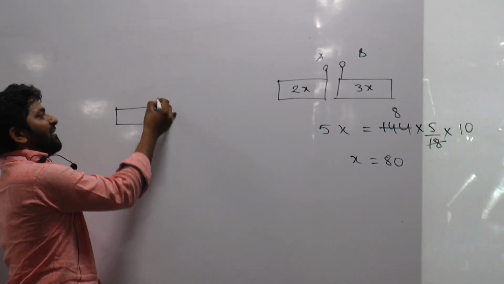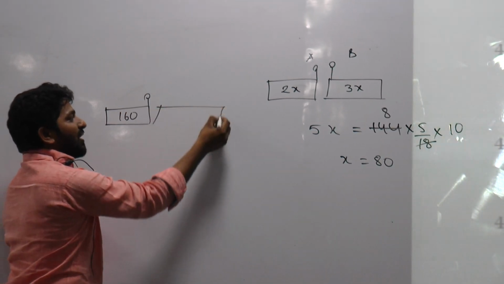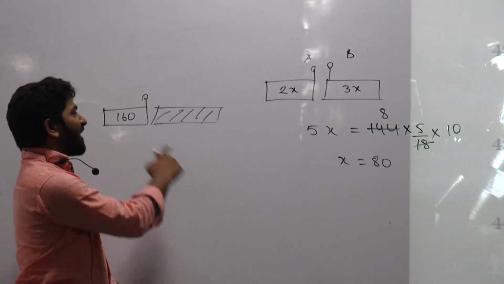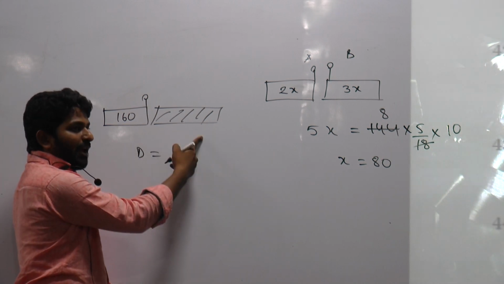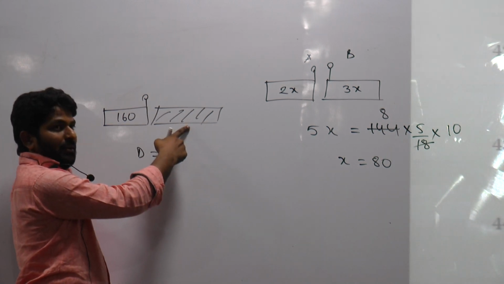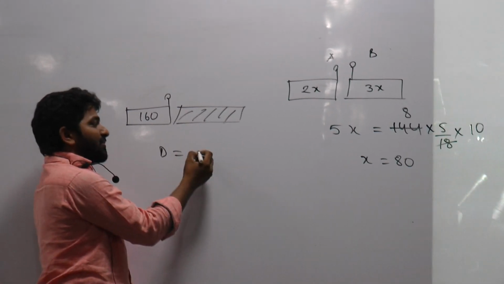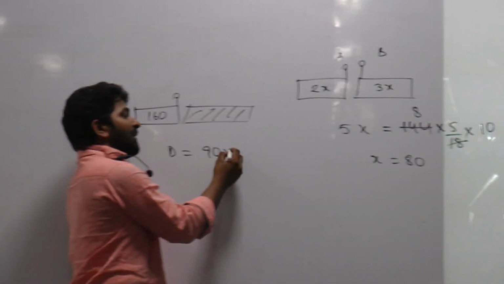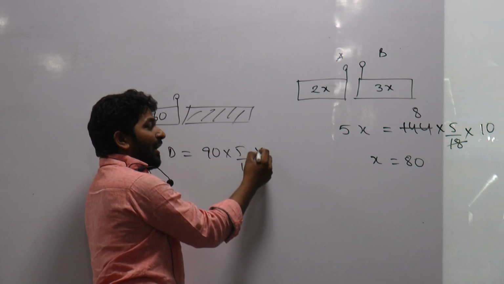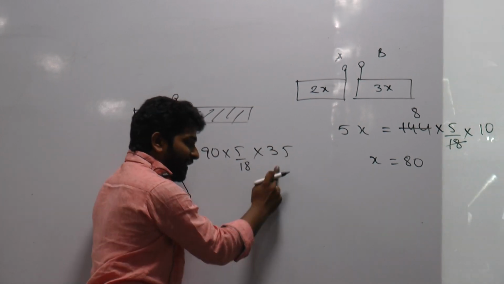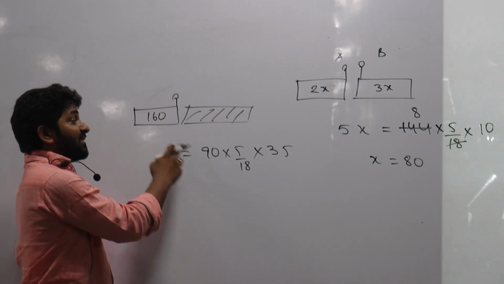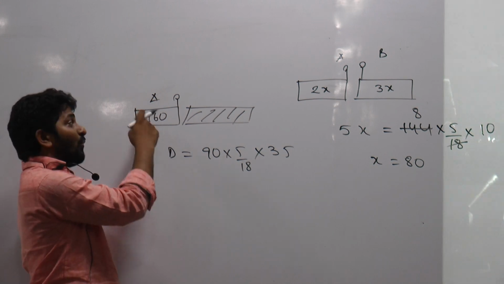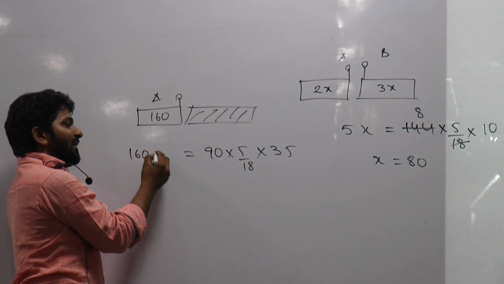So train A length is 160 meters, and now it has to cross a platform, and crossed it in 35 seconds. So distance traveled in that case becomes speed into time. Only one speed acted here, so what is train A speed? Train A speed 90 km per hour. 90 into 5 by 18 is speed in meter per second, and now it takes 35 seconds. This is total distance traveled by train A to cross this platform. What is length of train A? 160. So distance will be equal to 160 plus platform length.